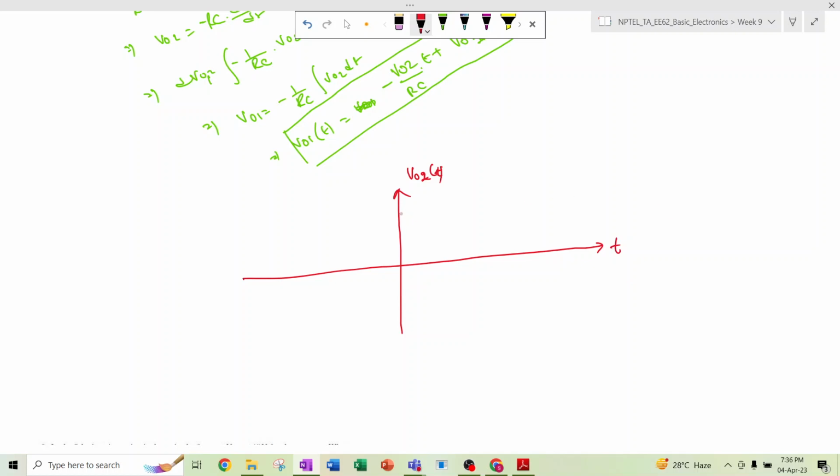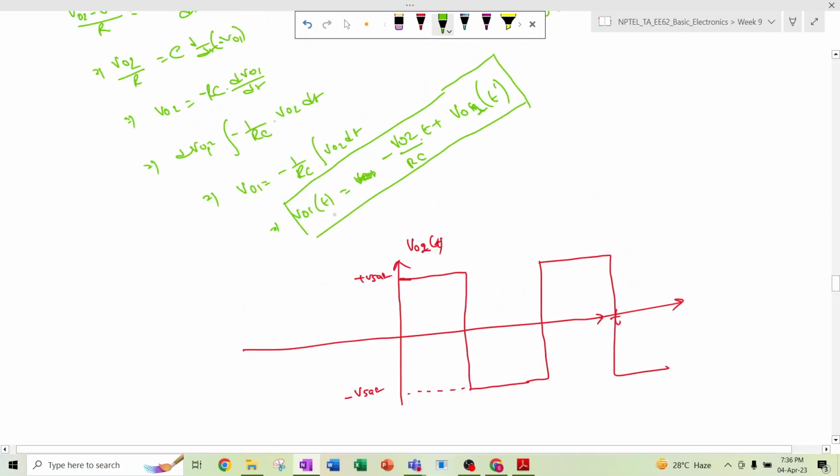So what will be the output? Suppose VO2 is plus Vsat, and after a certain time it will go to minus Vsat. Again after some time it will go to plus Vsat again, and then it will go to minus Vsat, and like this it will go.